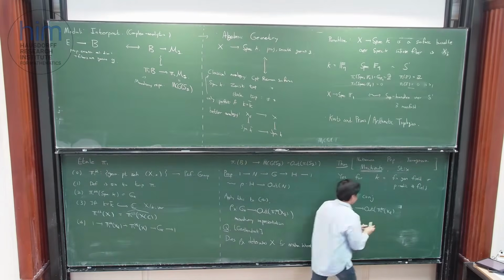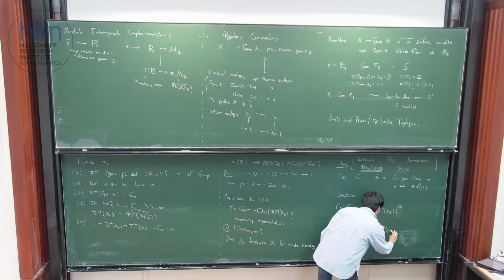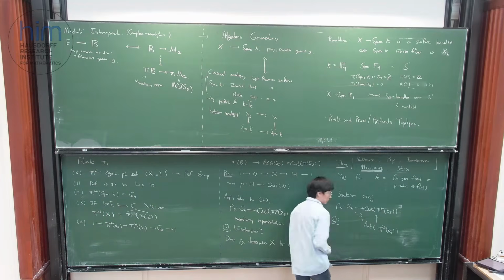So the question is: when can we lift this outer automorphism to a genuine automorphism? When is this possible?